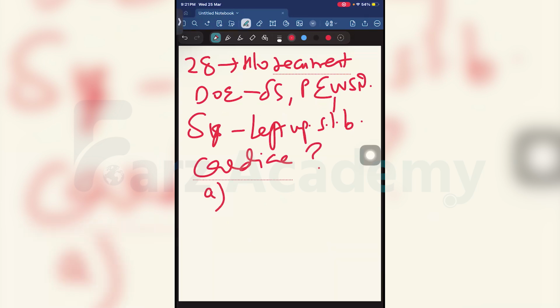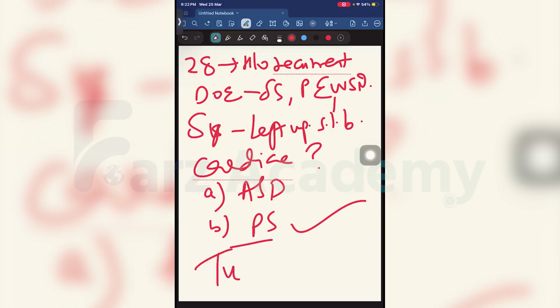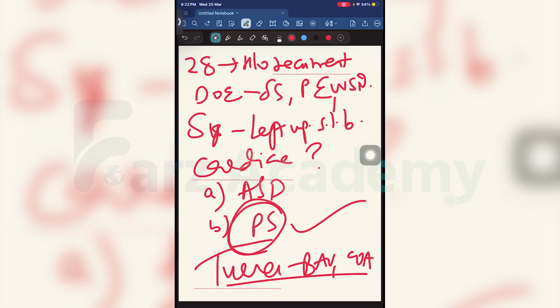I'll give you options. Pulmonary stenosis. Very good. What is the diagnosis? Turner syndrome, no? What did I tell you? For Turner's, bicuspid aortic valve and coarctation of aorta is the most common. And what is it here? Pulmonary stenosis. Noonan syndrome. Increased right ventricular pressure.